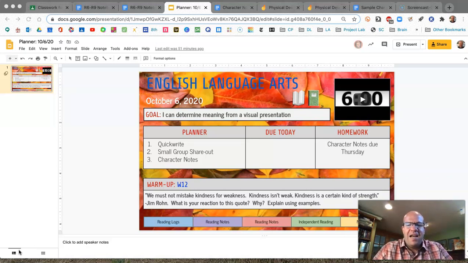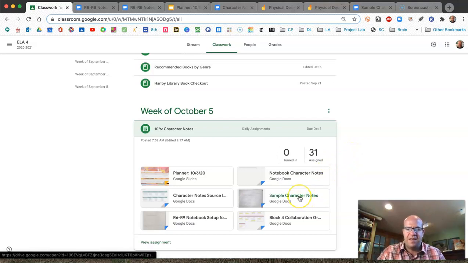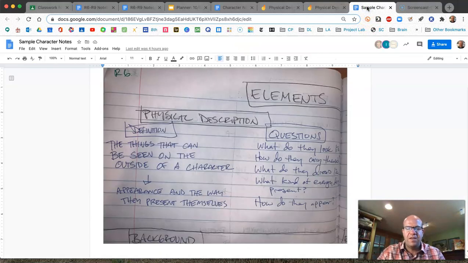So the next part of our class addresses character notes. I'm going to take you back into Google Classroom for today. So this is in period 4, but there are some resources in here. One of them says sample character notes. And on this one, you get to see what a page of character notes might look like.